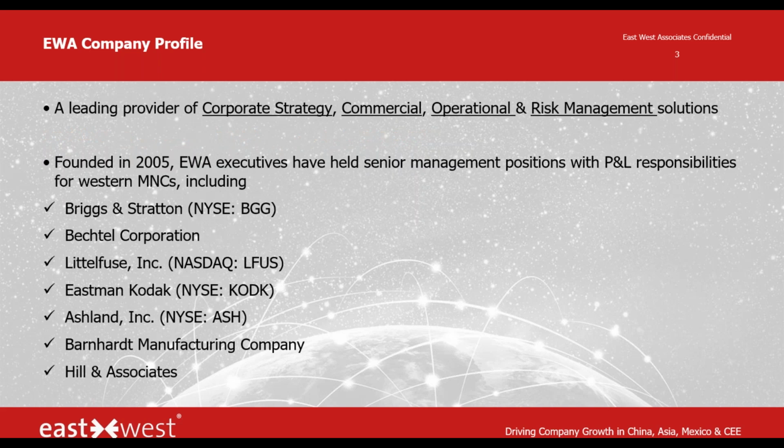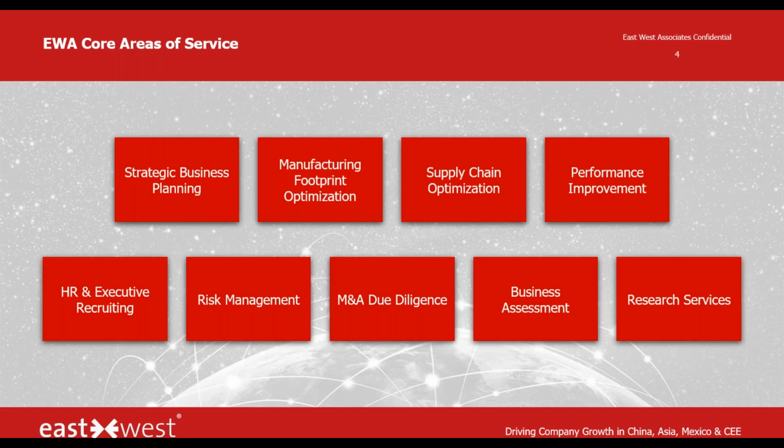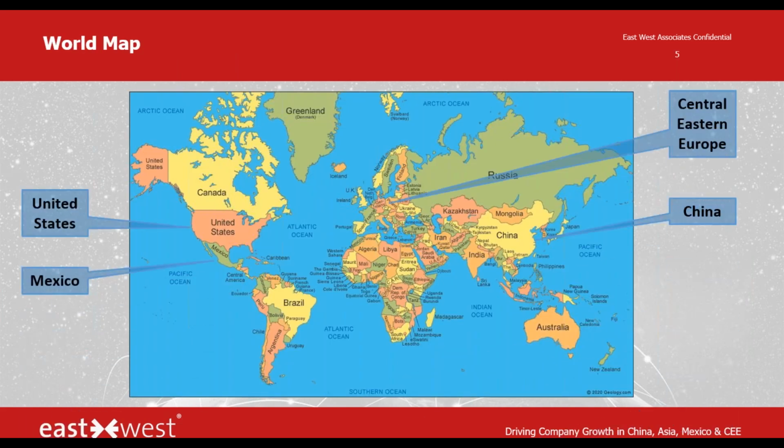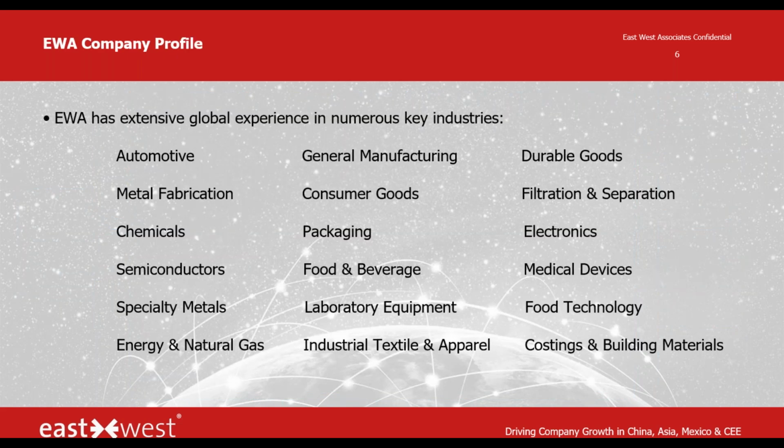I'm going to briefly, before you do, introduce East-West. Move forward through this very quickly. Those of us who are on the phone know us, we do a lot of corporate strategy, commercial, operational, risk management. We have executives from all over the world working for a variety of companies on the ground. The services we focus on are primarily in these core 9 services, and we operate in the U.S. and in these 4 primary emerging markets: Mexico, Central Eastern Europe, China, and Southeast Asia. We specifically operate across multiple industry sectors, including automotive, metal fabrications, and the one you see here.